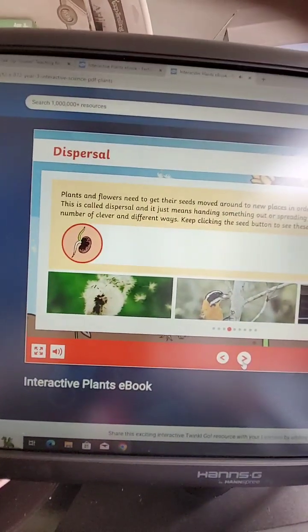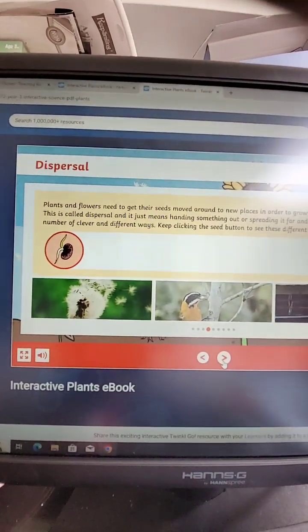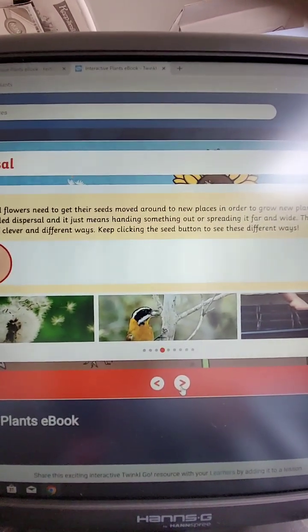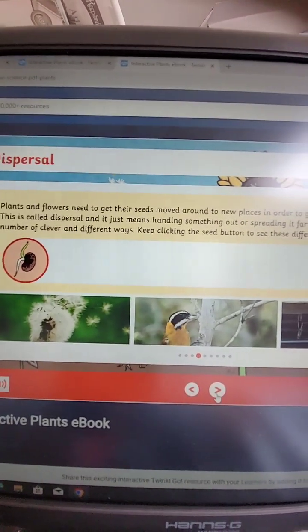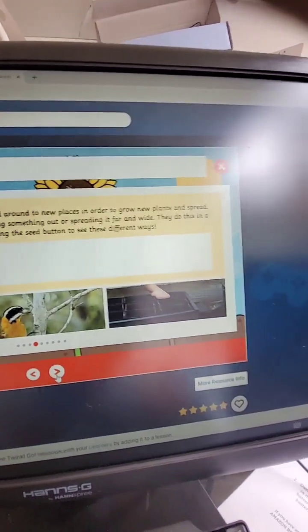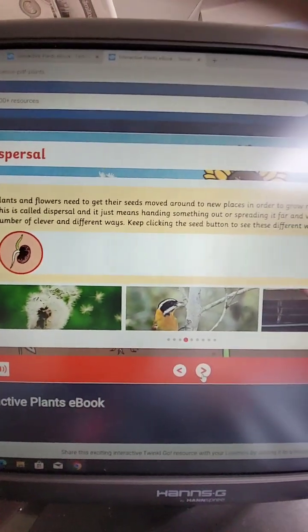Dispersal. Plants and flowers need their seeds moved around to new places in order to grow new plants and spread. This is called dispersal. It means handing something out and spreading it far and wide. They do this in a number of clever and different ways.